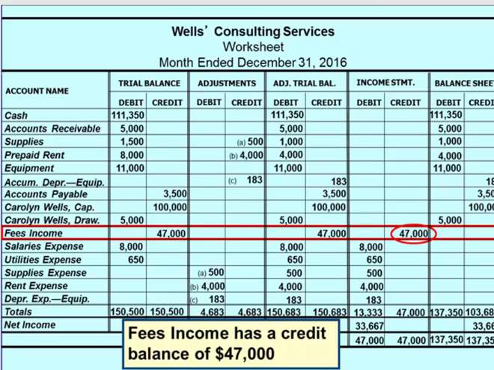The closing process begins by closing out all revenue accounts to zero. By reviewing the worksheet from the previous chapter, we will note that we only have one revenue account, fees income. So we need to close the one revenue account to zero. Currently, fees income has a $47,000 credit balance on the worksheet. Fees income is closed to the income summary account.